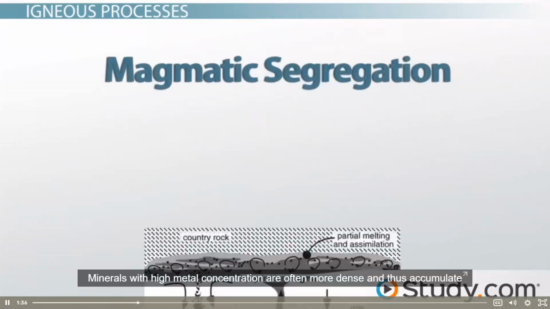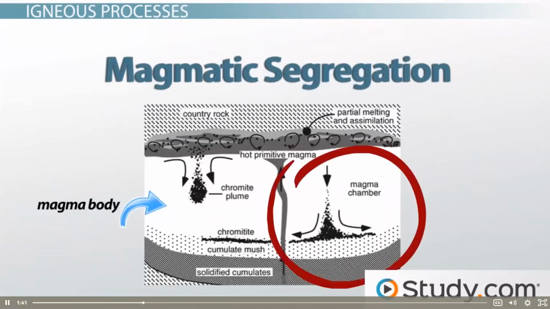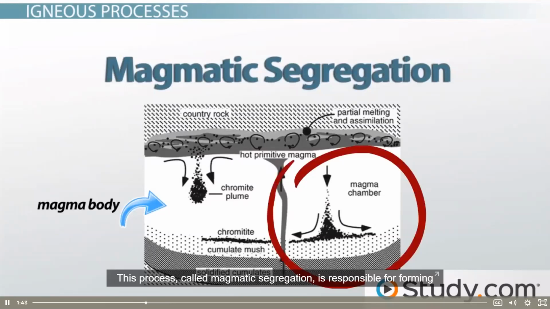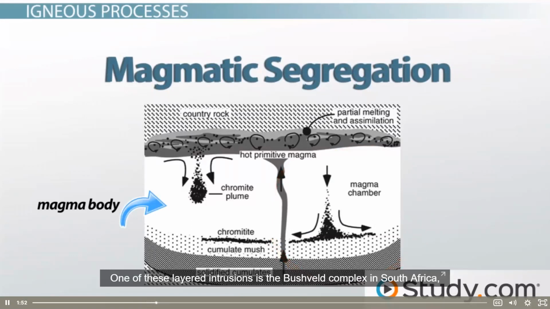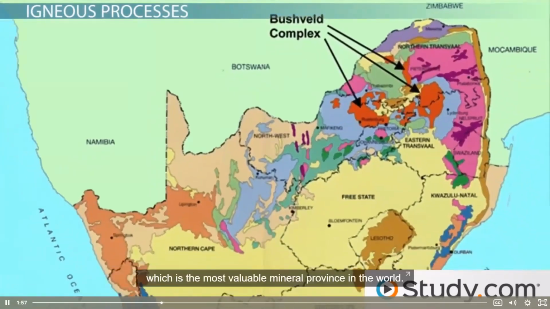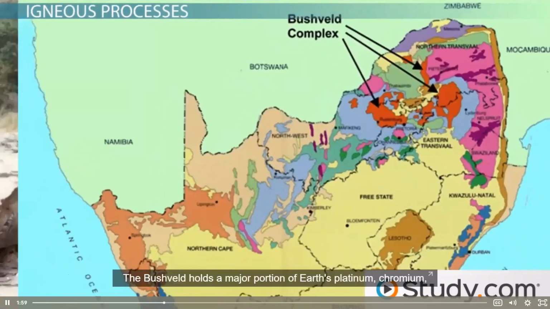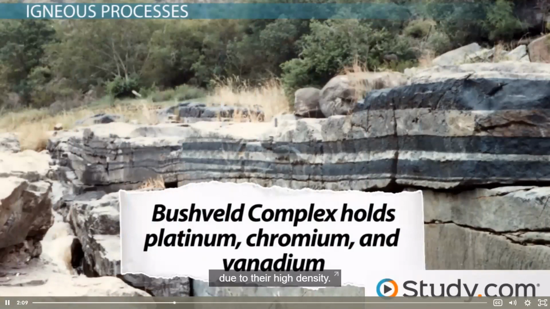Minerals with high metal concentration are often more dense and thus accumulate at the bottom of a magma body. This process, called magmatic segregation, is responsible for forming several large layered intrusions which hold the majority of the world's chrome deposits. One of these layered intrusions is the Bushveld complex in South Africa, which is the most valuable mineral province in the world. The Bushveld holds a major portion of Earth's platinum, chromium, and vanadium resources and formed when crystals were settling out of a magma due to their high density.